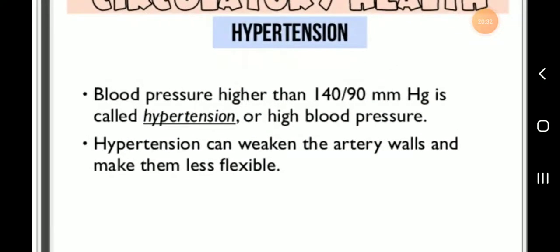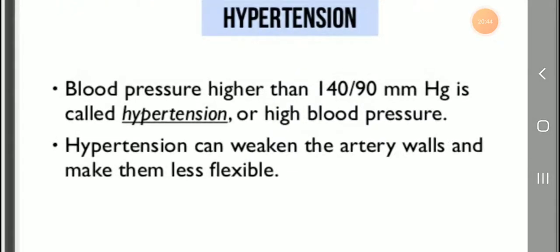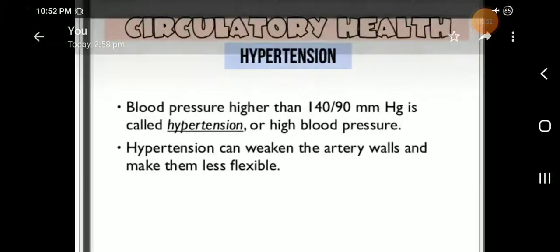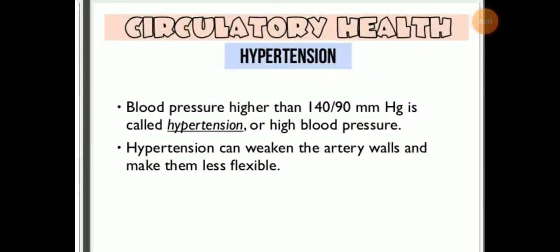Then hypertension. What is meant by hypertension? Blood pressure higher than 140/90 millimeters of mercury is called hypertension or high blood pressure. Hypertension can weaken the artery walls and make them less flexible. That is hypertension, students.